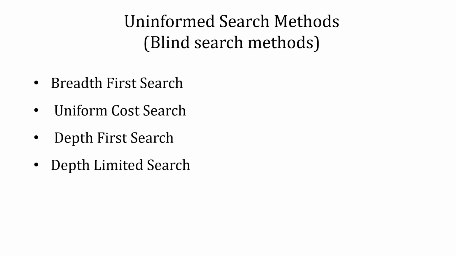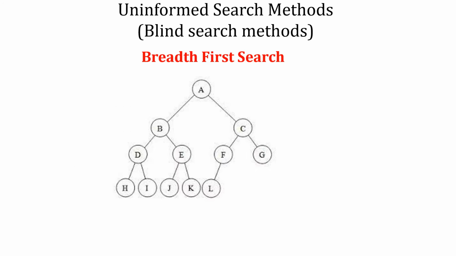Hi, in this video we are going to explore the various uninformed search methods. Uninformed search methods include breadth first search, uniform cost search, depth first search and depth limited search. Let us look into the algorithms one by one.